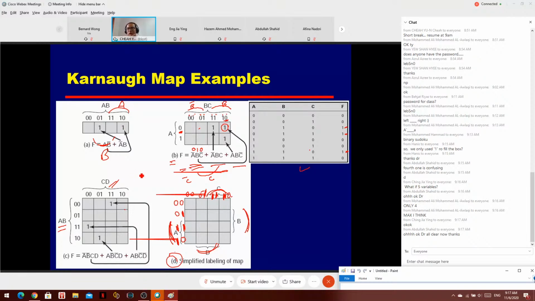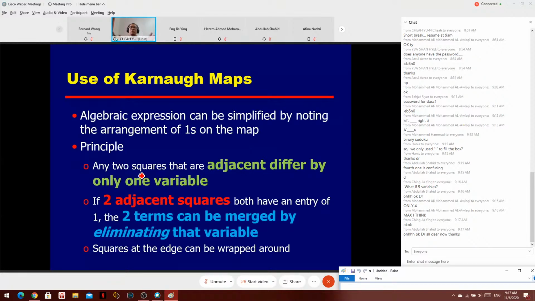So Karnaugh maps plotting, I hope all clear. Why? Because in the next few slides, we're going to talk about the simplification. Now, how do we use the Karnaugh maps to simplify the function? The principle here is that any two squares that are next to each other will differ in one variable. If both the squares have an entry of 1, that means something can be done with it. They can be merged to eliminate something.